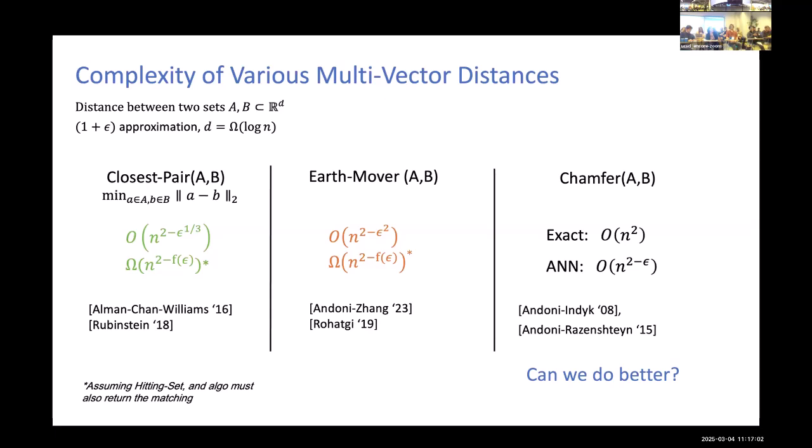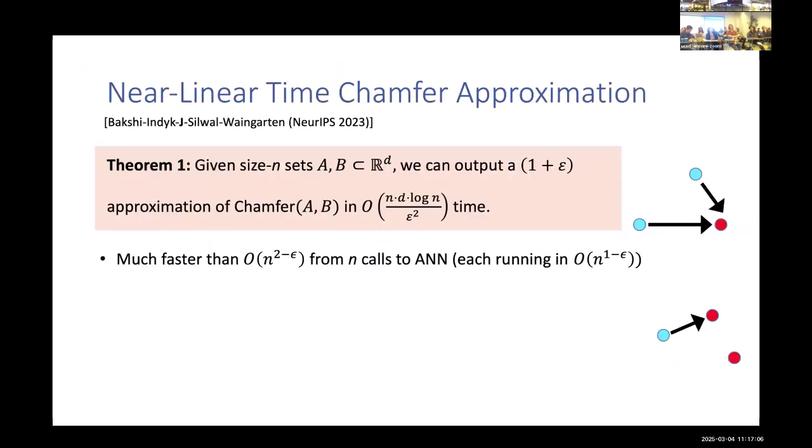So the first result I want to talk about is that actually we can get much faster approximations to the chamfer distance. There's a paper we had a couple of years ago with Anish Bakshi, Piotr Indyk, Sandeep Silwal, and Eric Weingarten. We basically showed that you can actually get a near linear time approximation to the chamfer distance. So I give you these two sets, A and B. I can compute a 1 plus epsilon approximation to their chamfer distance in time nd log n over epsilon squared, where nd is the size of the representation. So this is a near linear time approximation algorithm.